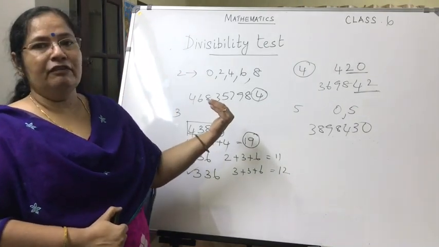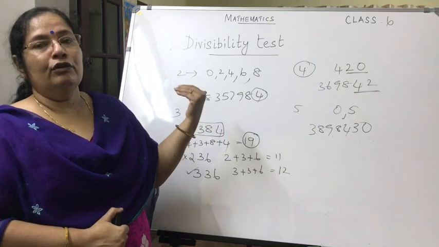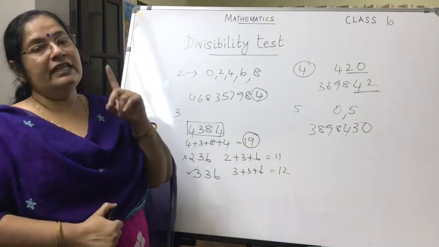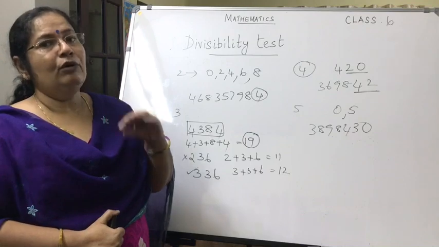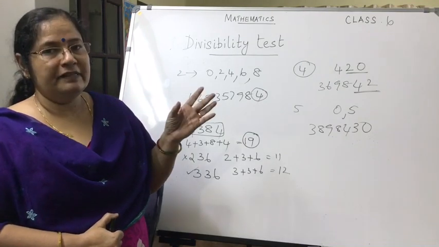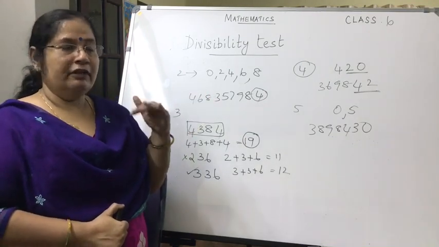Now divisibility by 5, what you will do? You will look for the digit in ones place. If the digit in ones place is 0 or 5, the number will be divisible by 5. So hope you have understood these 4.